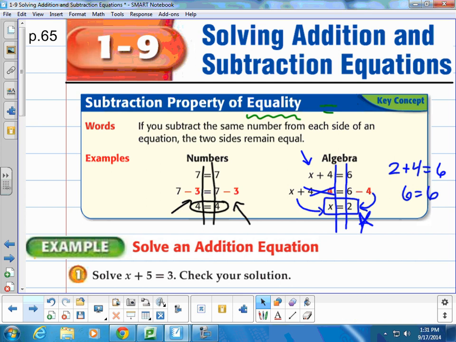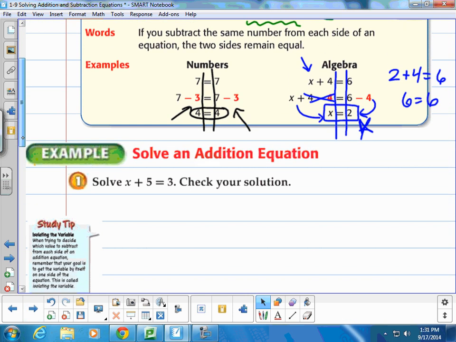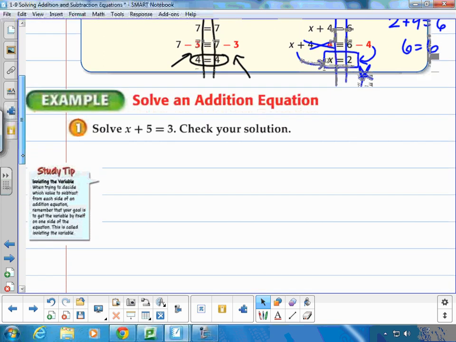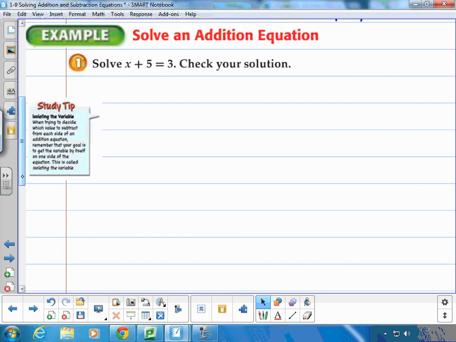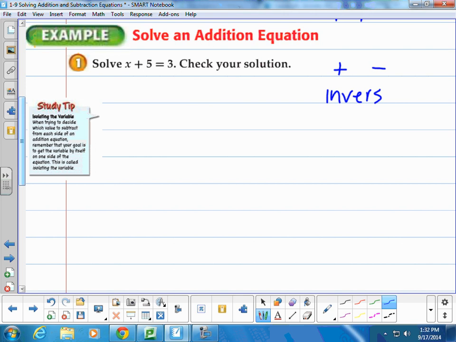Okay, so we'll talk about why subtract and in which situations, but we do need to know that whatever we do to one side, we need to do to the other side. So, solving an addition equation, the reason you use subtraction when solving an addition equation is because subtraction is addition's opposite. They are each other's inverse operations, and they are each other's opposites.